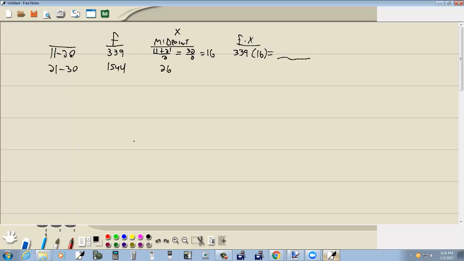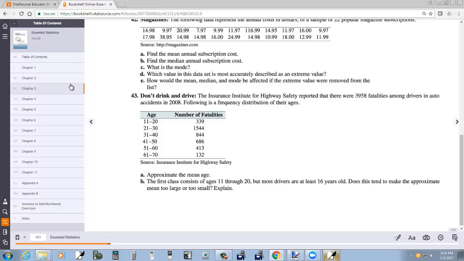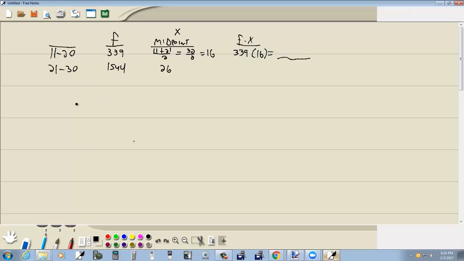Well, since most drivers are at least 16 years old, then if we change to our class starting at 16, because we won't have anybody 11 years old driving, if our class width is still 10, this would be 26. If this is 26, this ends at 25. And of course this would be 35 if I'm adding by tens.